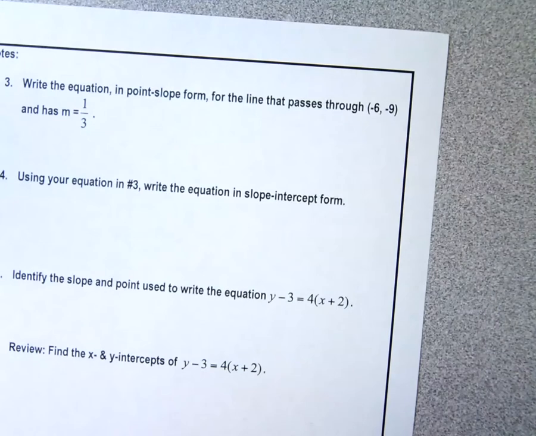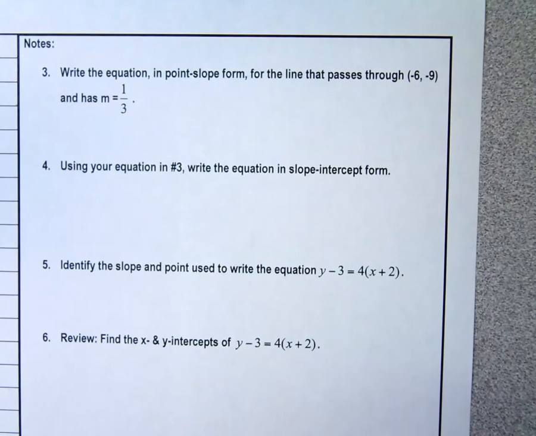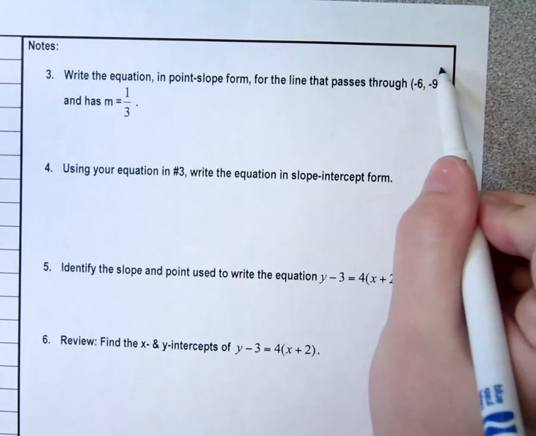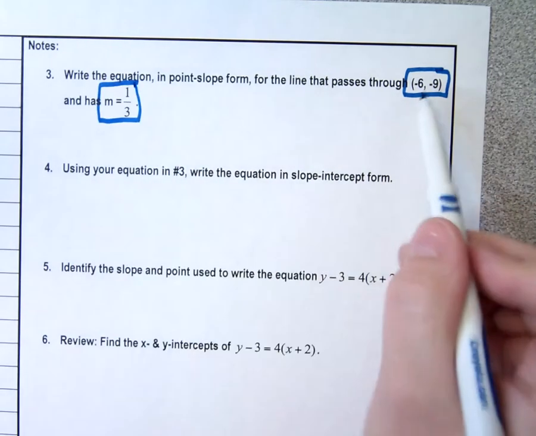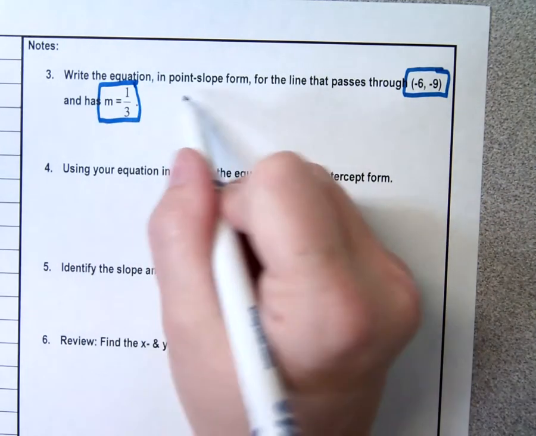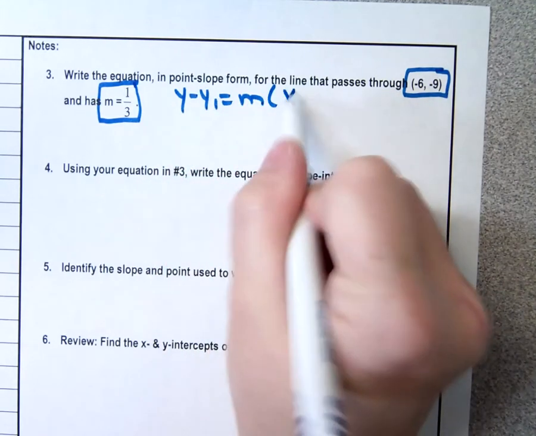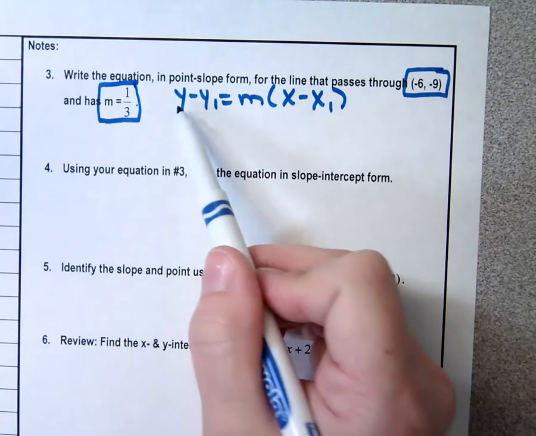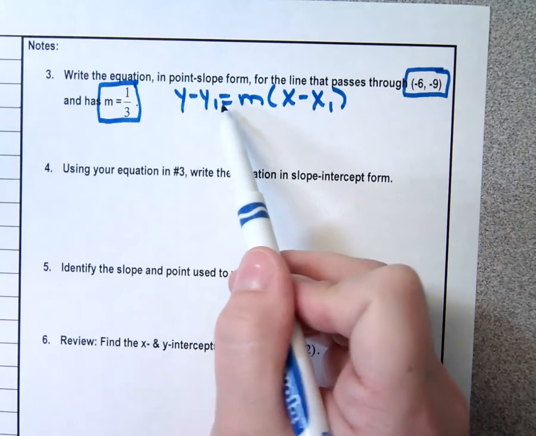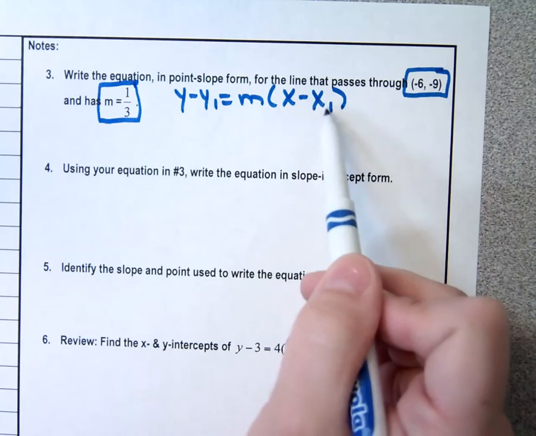Okay. This one says write the equation in point-slope form for the line that passes through negative 6, negative 9, and has a slope of 1/3. Okay, so they gave me the point, they gave me the slope, so I'm ready for point-slope form. So let's just write that equation down so it's right in front of our faces. And I say this, y minus y1 equals m times x minus x1.